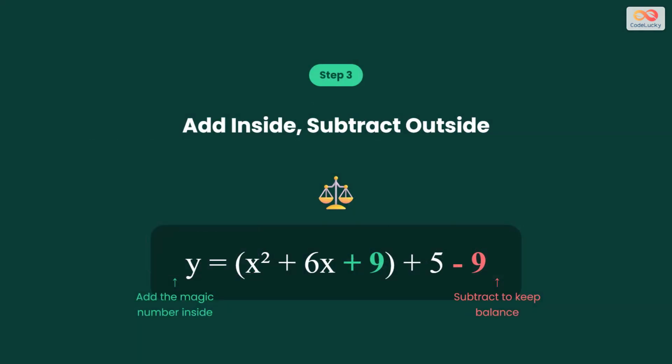Here is the rule. What we add, we must also subtract to keep the equation balanced. We add the 9 inside the parentheses with the x terms. To neutralize this change, we immediately subtract 9 outside the parentheses. This ensures we haven't actually changed the value of the function.